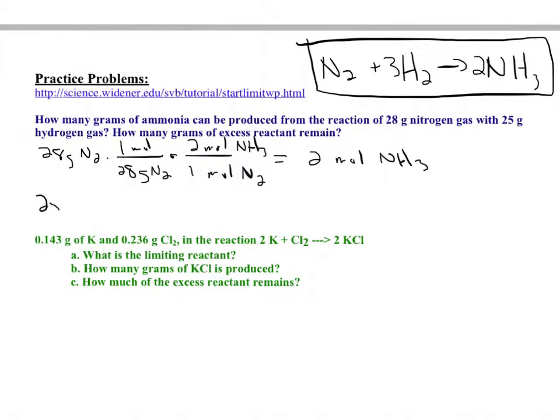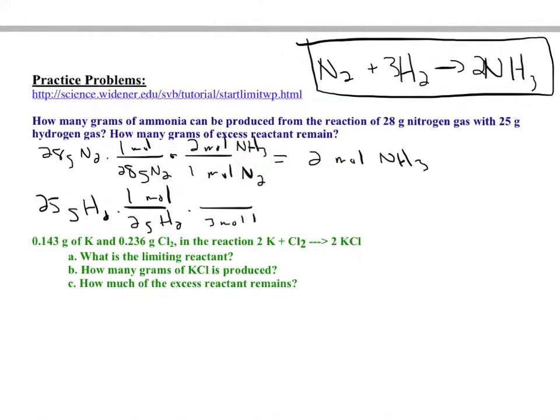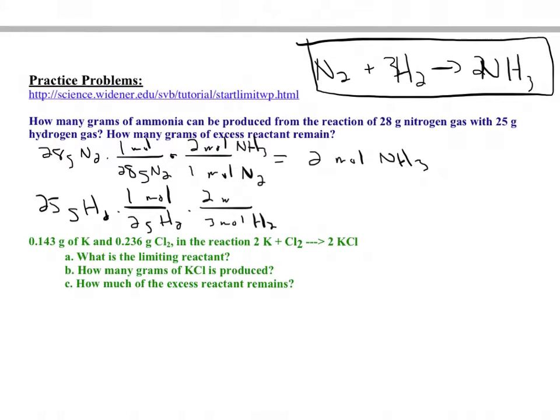And then if we use our hydrogen, 25 grams of H2, 1 mole of H2 is 2 grams of H2. And then the mole ratio between NH3 and H2 is 3 moles H2 to 2 moles of NH3, and I solve that, and that actually gives me 8.33 moles of NH3. And so now we're ready to choose our limiting reactant.